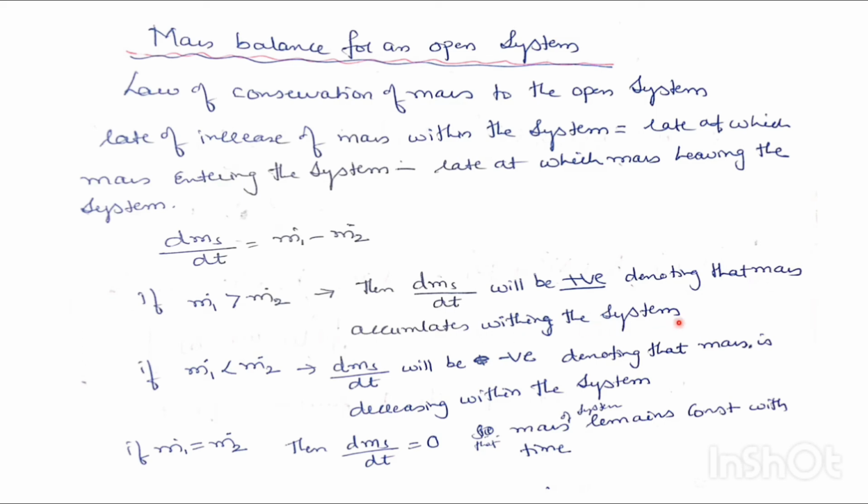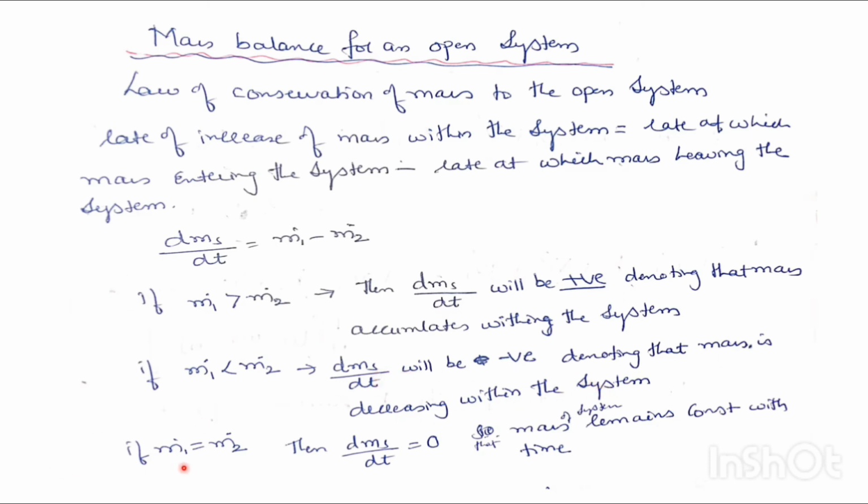because mass entering the system is greater than mass leaving the system, then definitely some mass will be increasing, or it is going to accumulate within the system. Suppose mass entering the system is less than mass leaving the system, then definitely this rate of increase of mass within the system will be negative, denoting that mass is decreasing within the system, because outflow is more than the inflow, then definitely there will be a decrease in the mass.